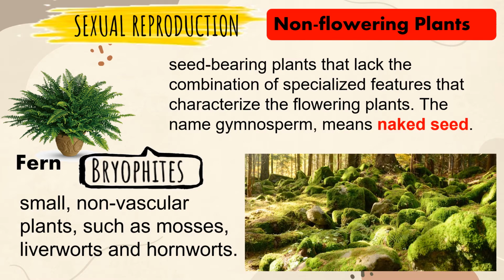These are seed-bearing plants that lack the combination of specialized features that characterize flowering plants. So in other words, they are called gymnosperms, but then they are producing sexually. This means that they have naked seeds. So ferns and mosses are considered to be bryophytes. When we say bryophytes, they are small and non-vascular plants.